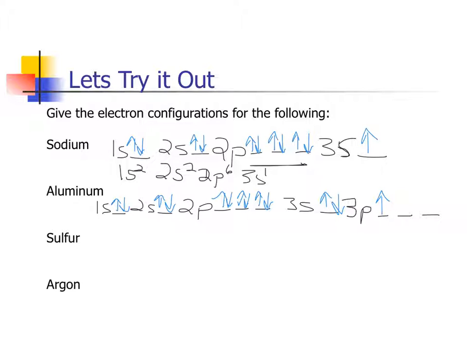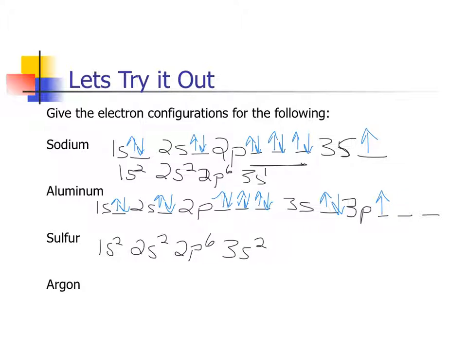Sulfur is in row 3, p block again. This time I'm going to transition and write these out a little bit differently. I know sulfur is going to start with 1s2, 2s2, 2p6, 3s2, and I know that gets me to 12. And so sulfur is 12, 13, 14, 15, and 16.